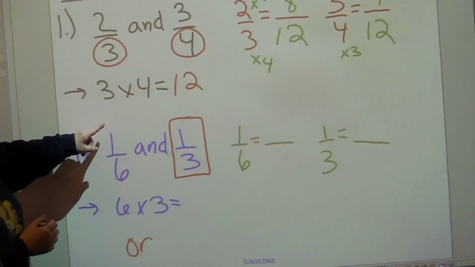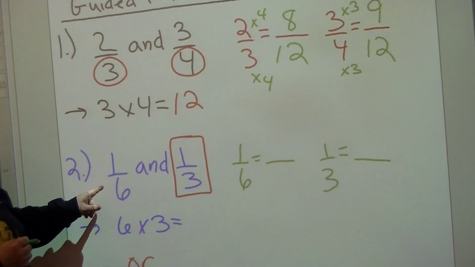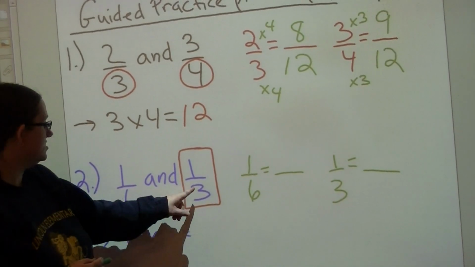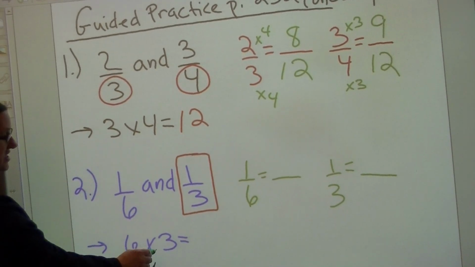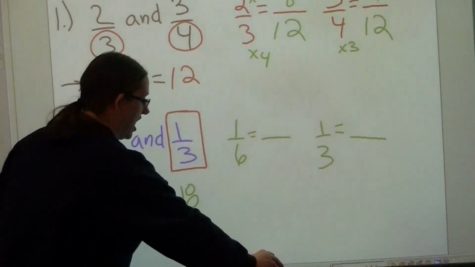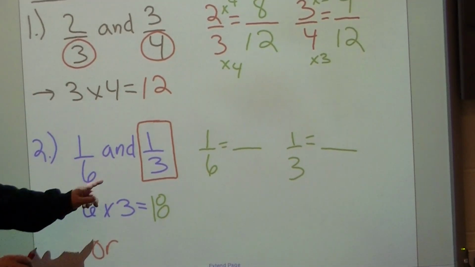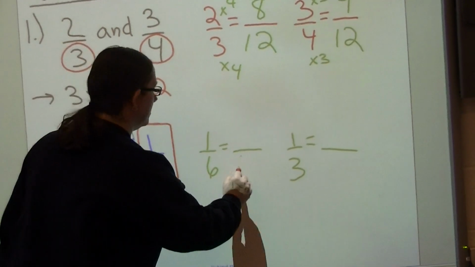Number 2, 1/6 and 1/3. Okay, our first step is to go ahead and take these denominators and multiply them. So 6 times 3 gives me what? 18. Good job. All right, now I need to take that 18 and change our fractions to equivalent fractions using the denominator of 18.